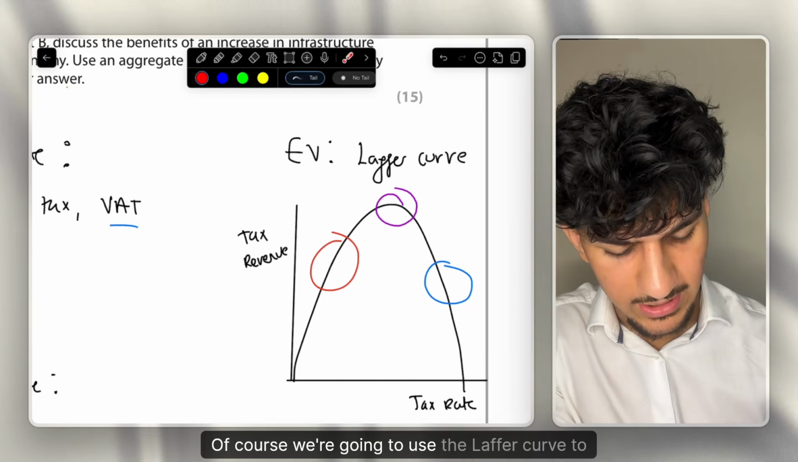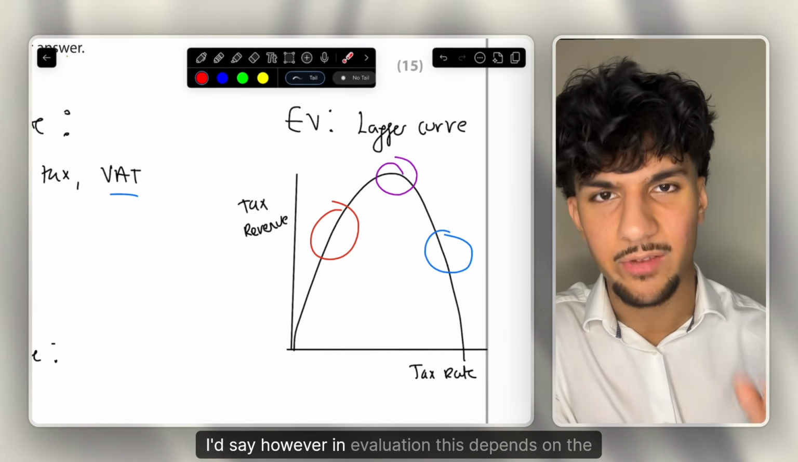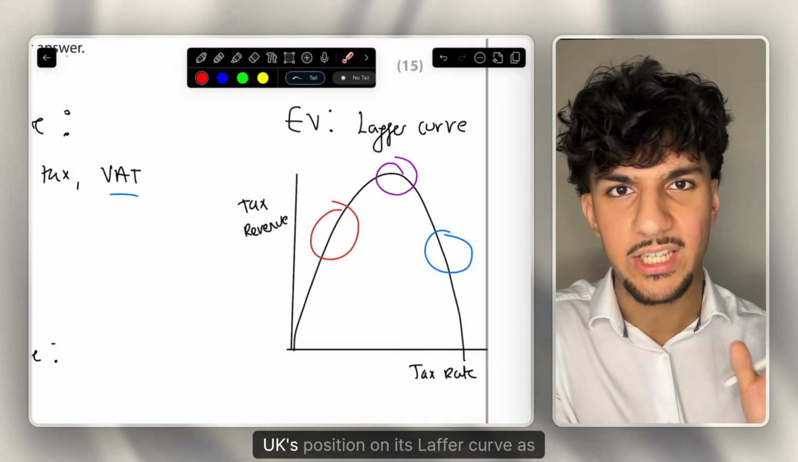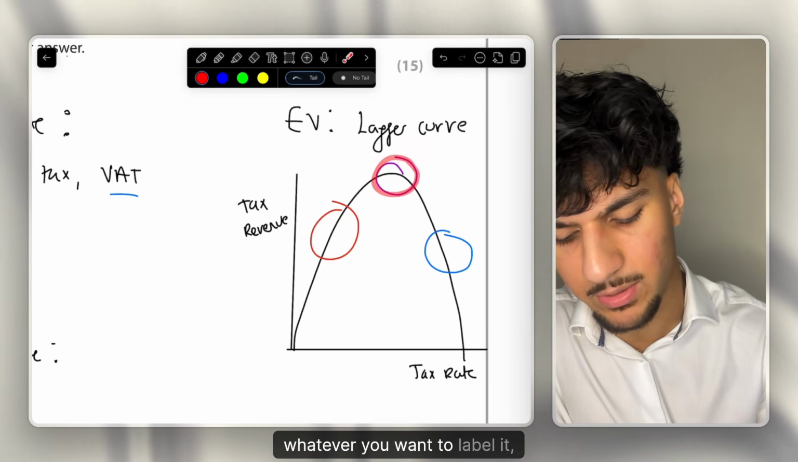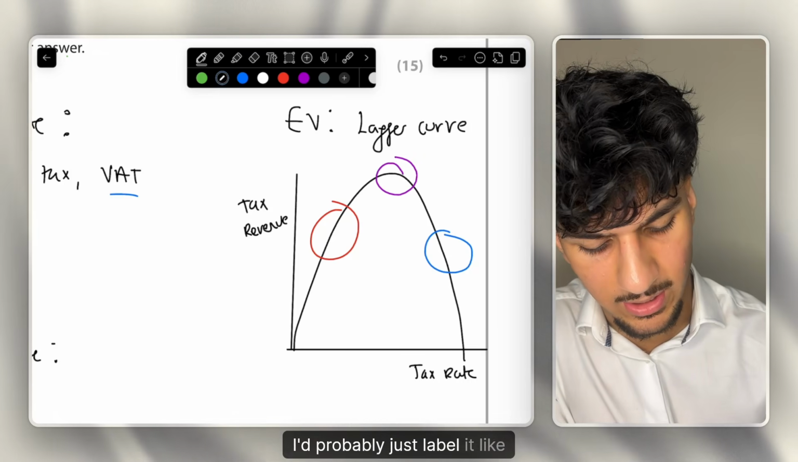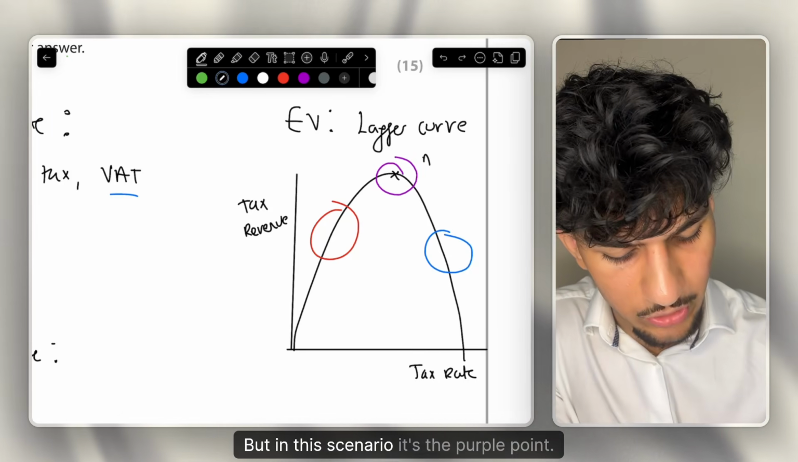Of course, we're going to use the Laffer Curve to evaluate. And what would I say and how would I word it? I'd say, however, in evaluation, this depends on the UK's position on its Laffer Curve. If the UK is at the purple position, whatever you want to label it, if you want to do it in the exam, I'd probably just label it like A or B, C, whatever you want. But in this scenario, it's the purple point.